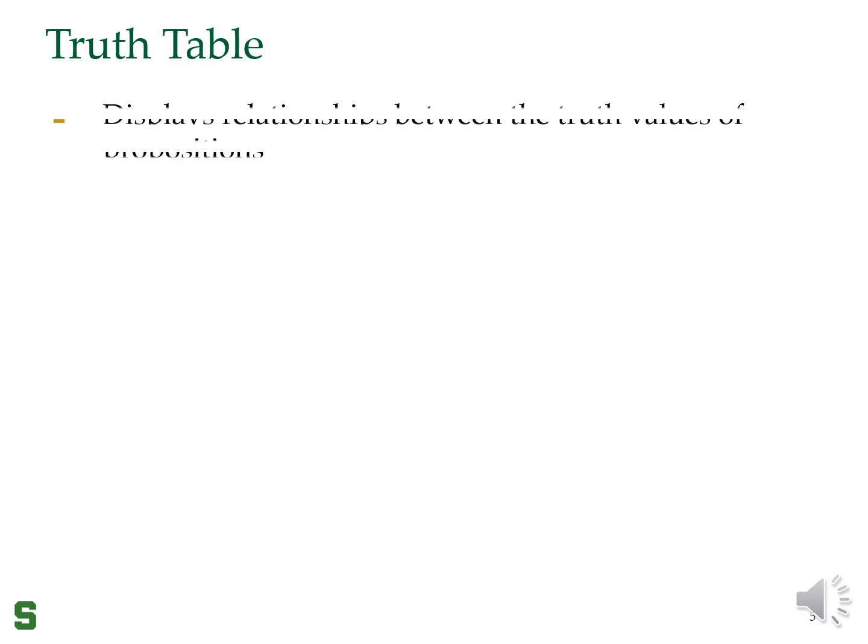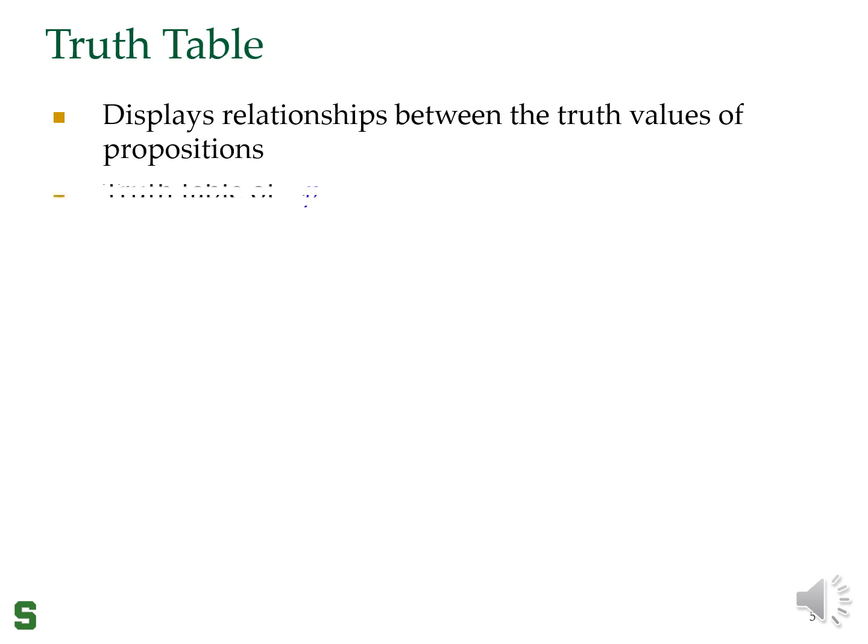Every time we define an operator, we are going to write the truth table for it. The truth table is basically going to describe the input-output relation. So it's going to say if I have this as the input proposition, then this is going to be the output proposition. So it displays the relationship between the truth values of different propositions in this manner.